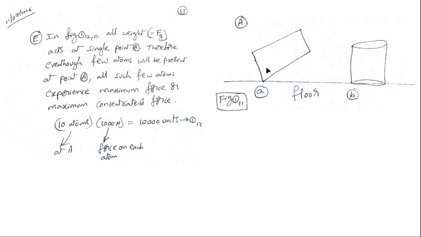What I want to say is, since very little area is making contact with the floor surface, the gravitational force will be distributed on very few atoms at the point of contact. At the point of contact, I am assuming the number of atoms to be 10, and each atom is experiencing a force of 1000 newtons. So 1000 into 10 is equal to 10,000 units.